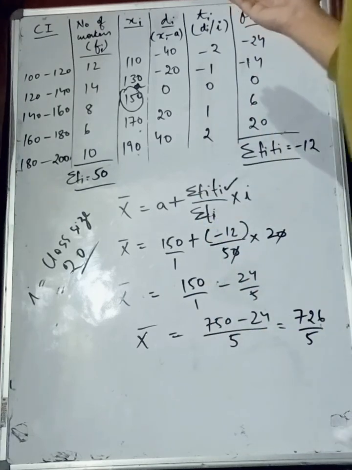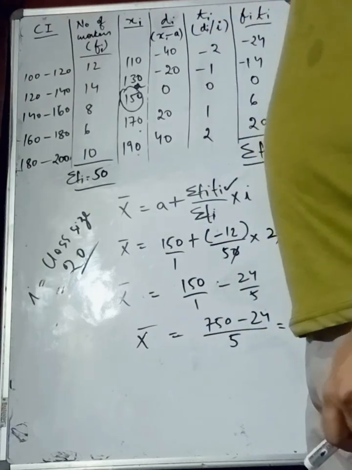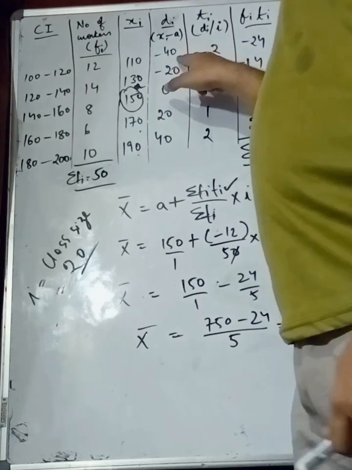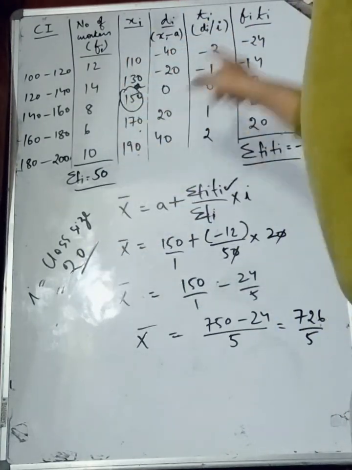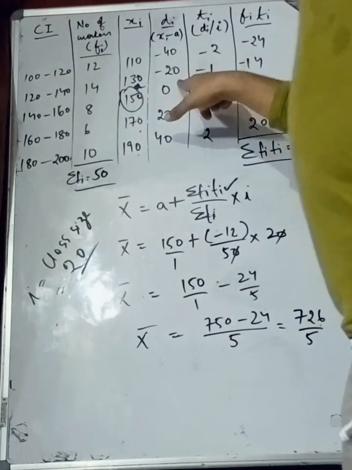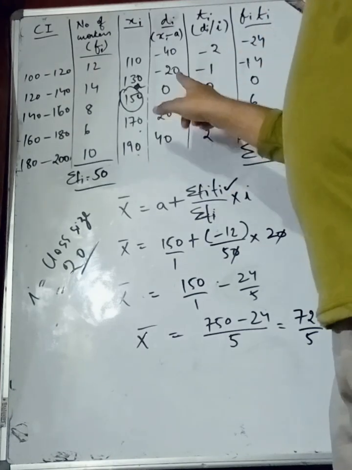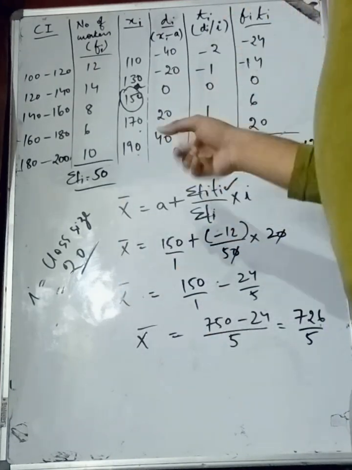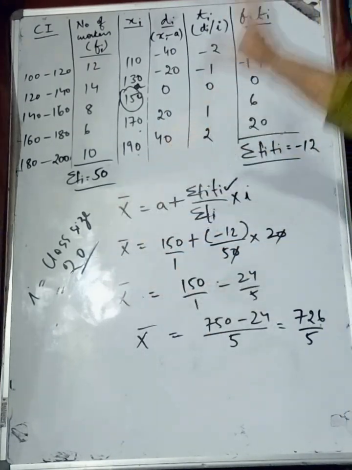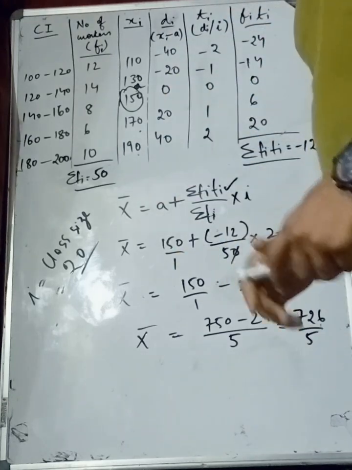Now we're going to calculate d upon i. What is d over here? Minus 40. Minus 40 upon 20, minus 2. Again minus 20 upon 20, minus 1. 0 upon 20, 0. 20 upon 20, 1. 40 upon 20, 2. This is the value of ti.